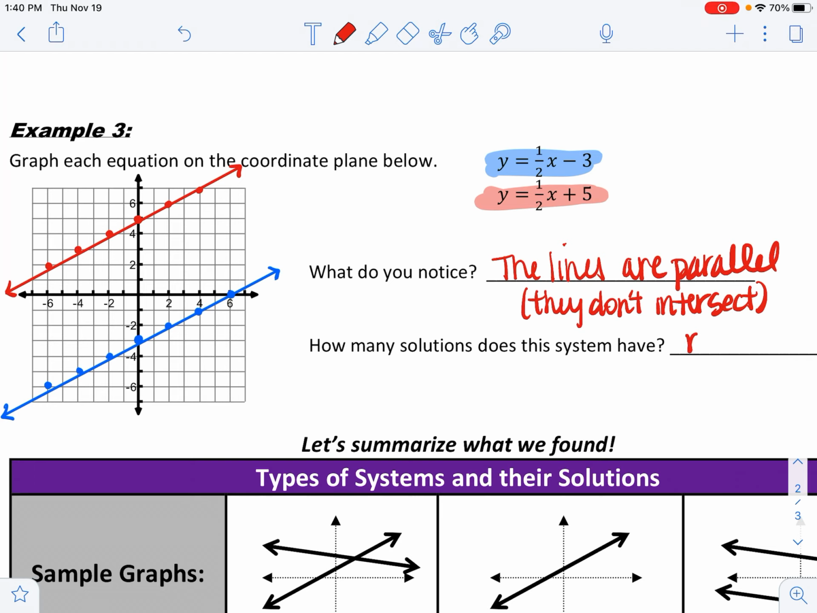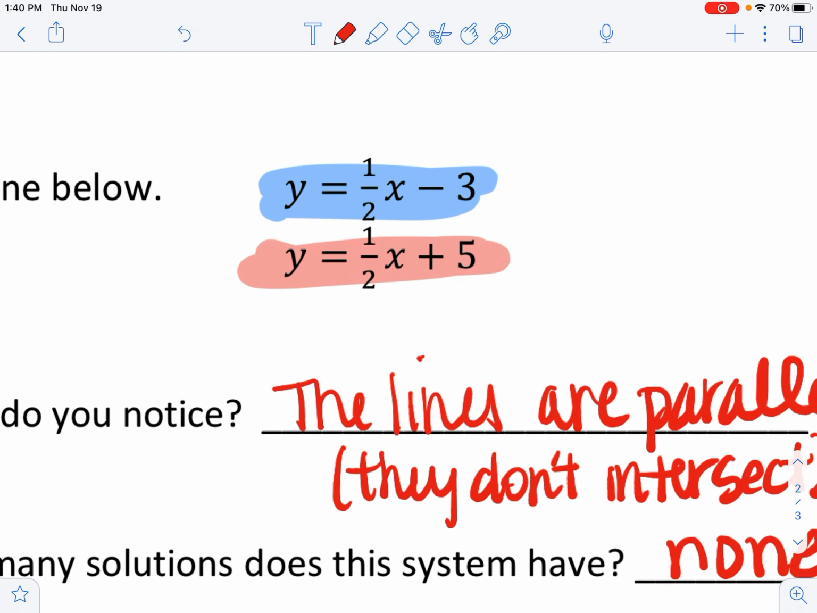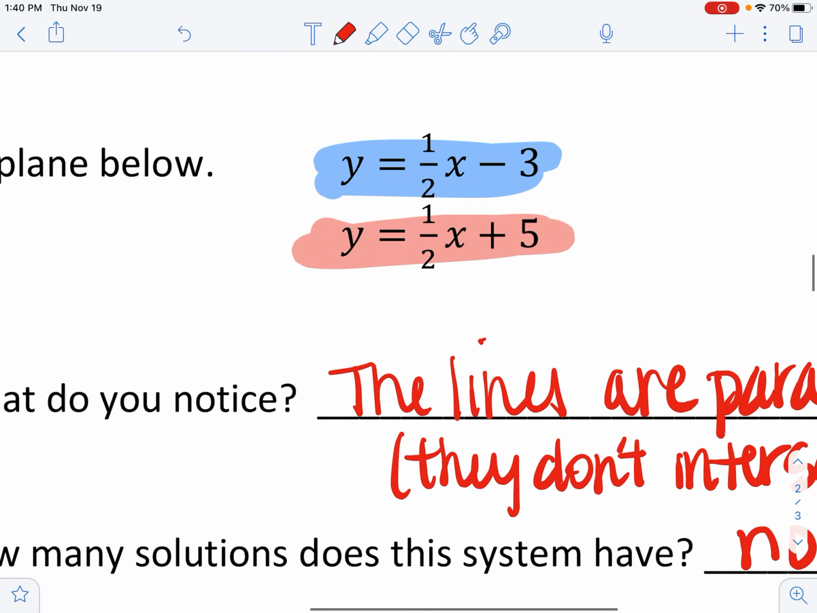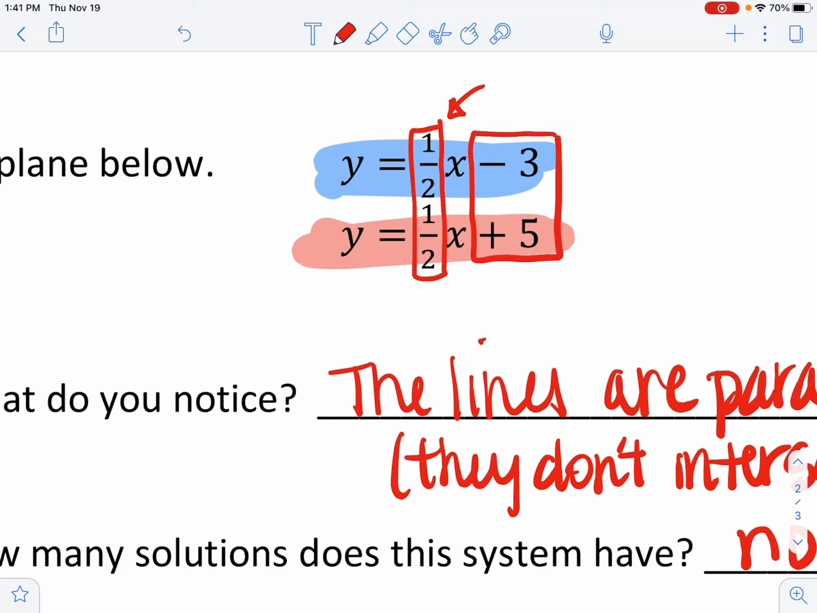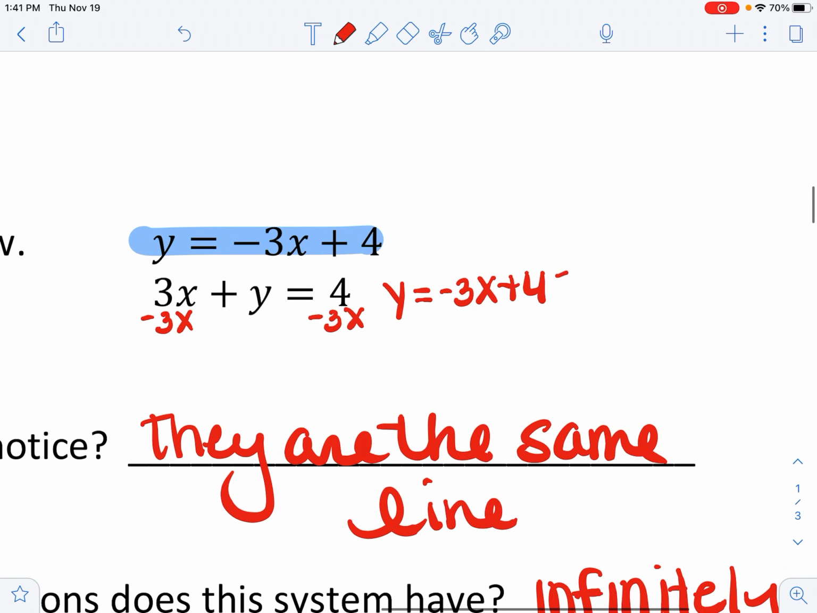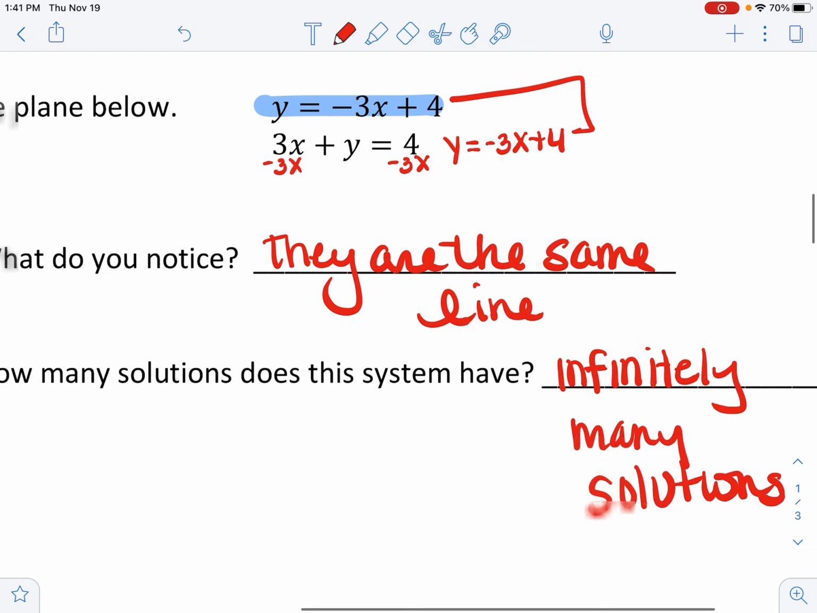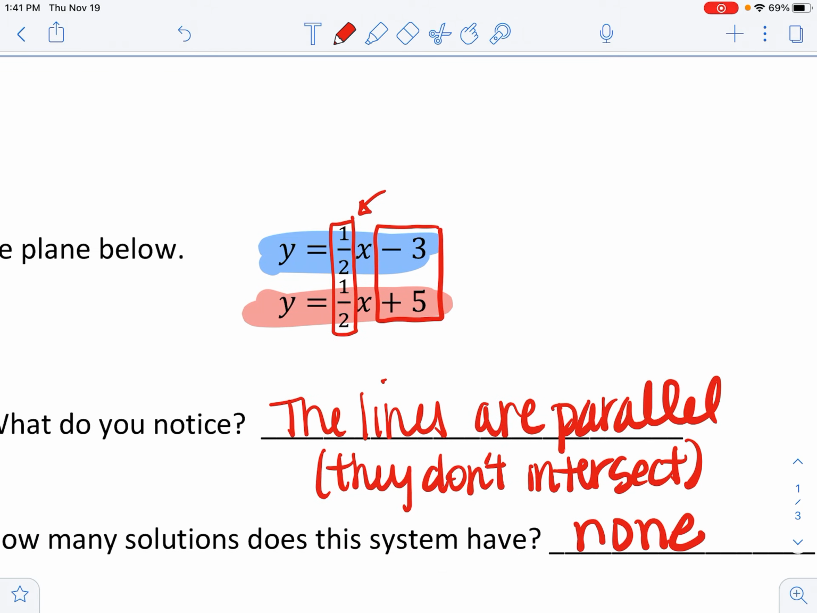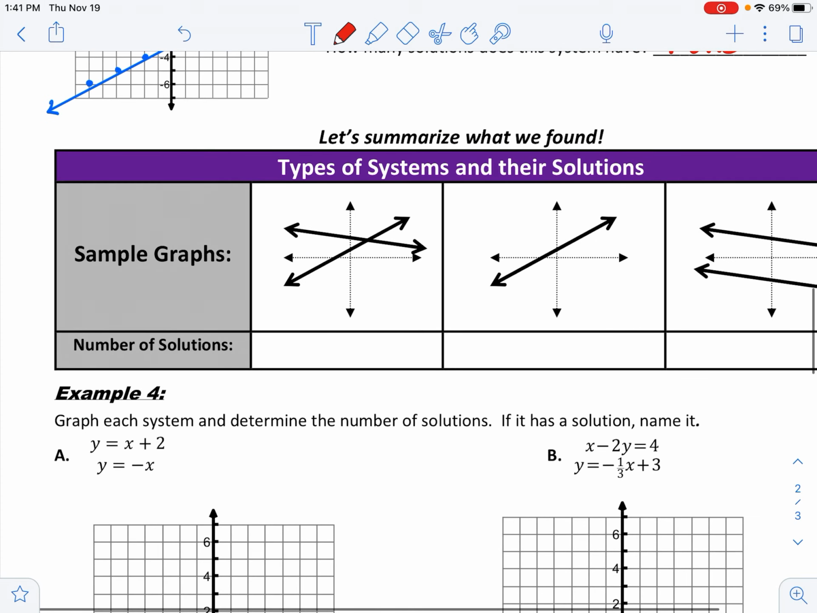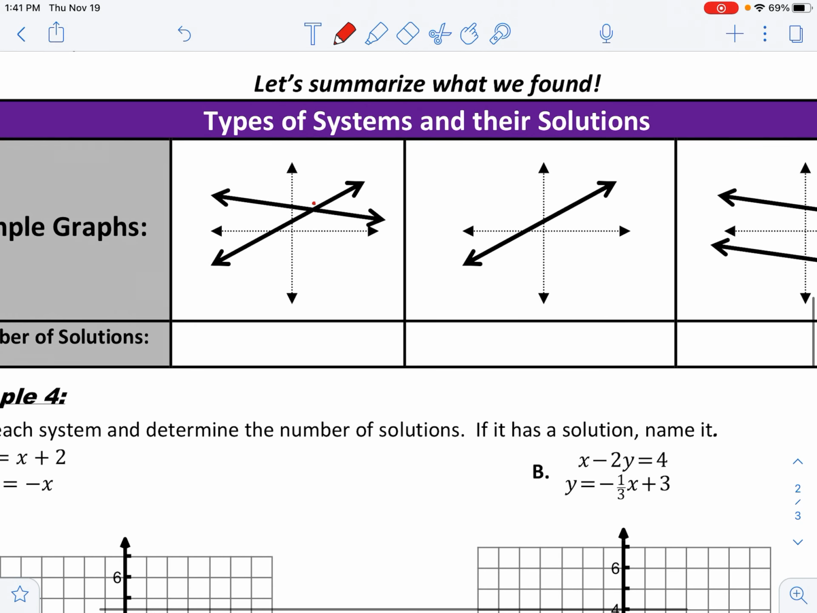So if I ask you how many solutions does it have, the solution is the intersection. They don't intersect, so there is no solution. There are no solutions to this. Now, I want you to realize what in my two equations tells me that my lines are parallel. My slopes. So if I would have looked at my slopes before, I could have said, hey, those slopes are the same, but the y-intercepts are different. So it's not the exact same line like these two. Same line would give me infinitely many solutions. Same slope but different y-intercept is going to give me no solutions.